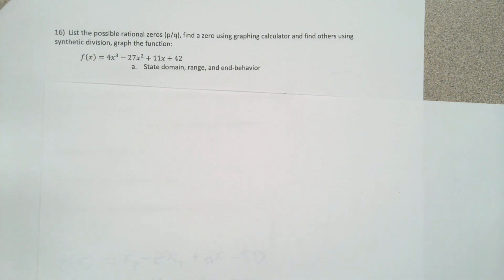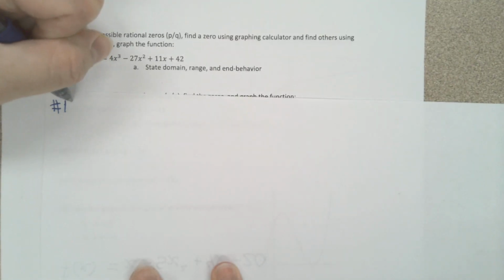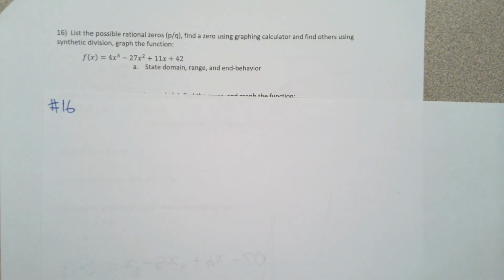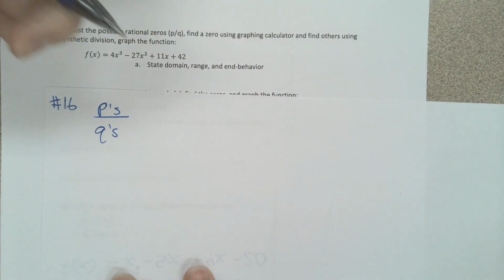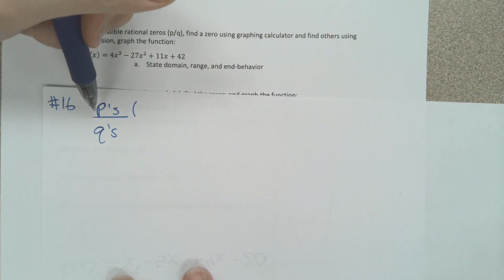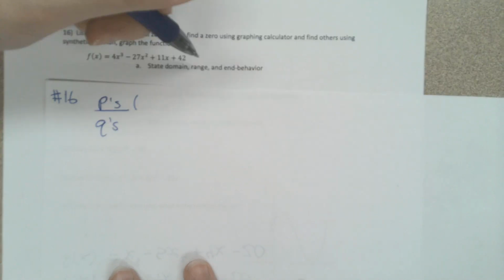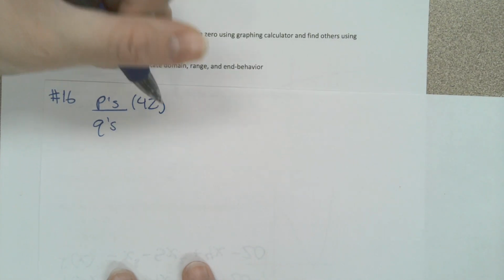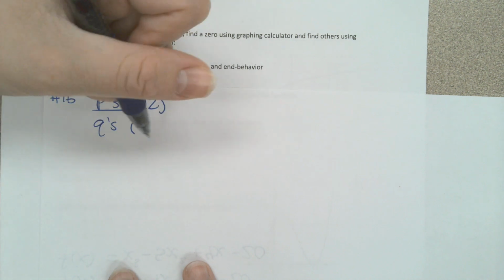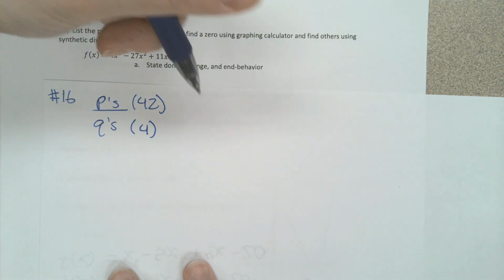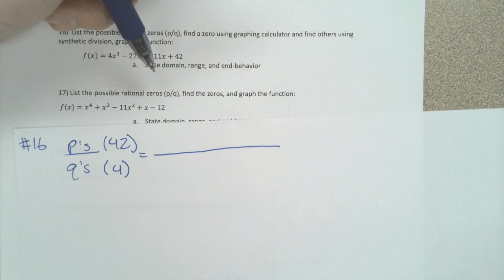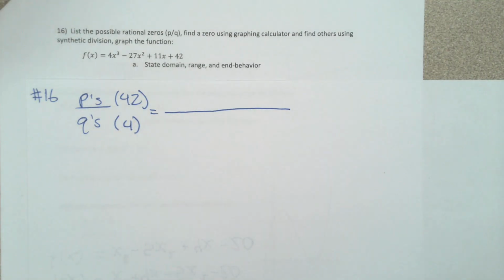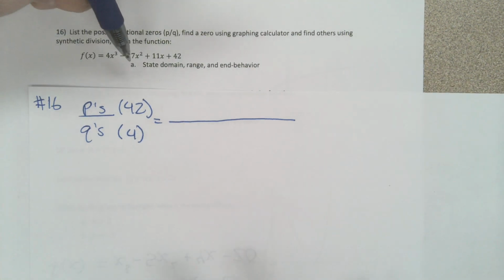Number 16. This is that stuff that we did on the P's and Q's notes. That's all of those notes that we did. So the P's and Q's. On top we have the factors of our constant, 42. And then the Q's are the factors of our leading coefficient, 4. Oh, and apparently we have to do domain, range, and end behaviors. We've got a lot of stuff we have to list.